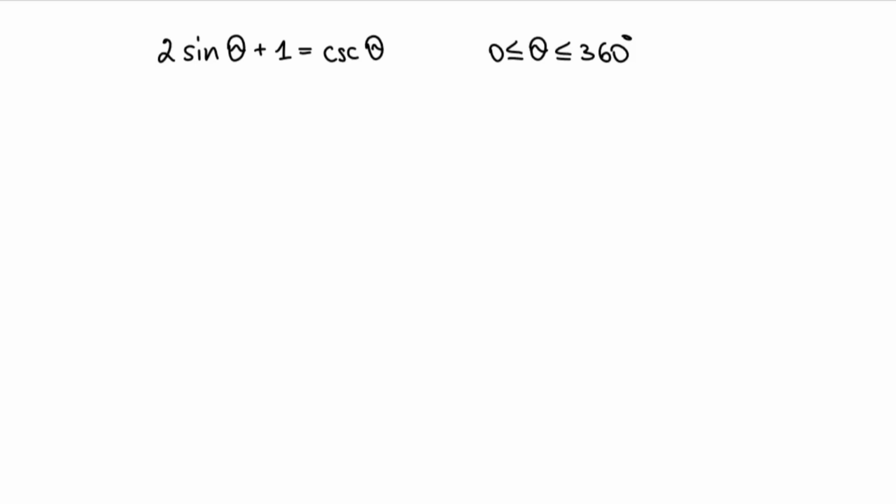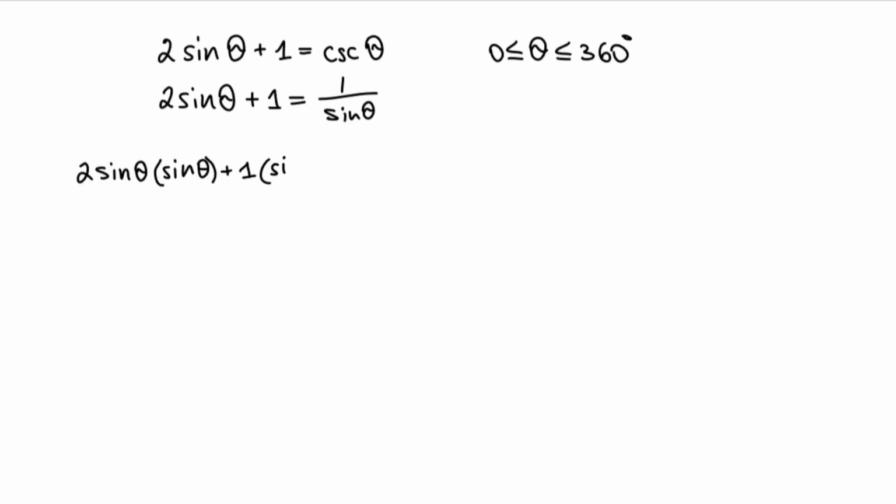So in this case, we take 2 sine theta and keep it the way it is on this side, plus 1, and we can express cosecant theta as 1 over sine theta. Then, since we have now a denominator, we want to get rid of it, right? So we want to multiply every single part of our equation by that common denominator. And once we have a common denominator, we can drop it and only work with the numerator. So if we multiply every portion of our equation by the common denominator of sine theta, we're going to get the following: 2 sine theta times sine theta plus 1 times sine theta equals 1 over sine theta times sine theta.